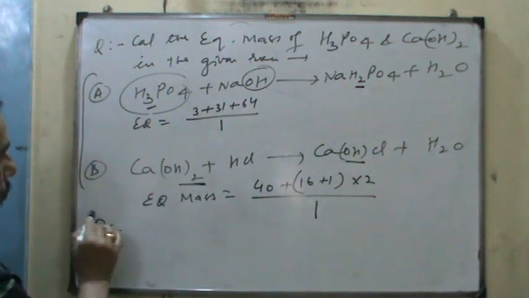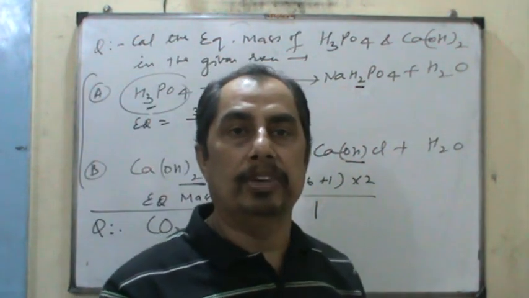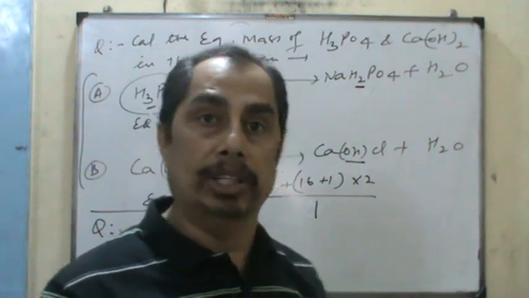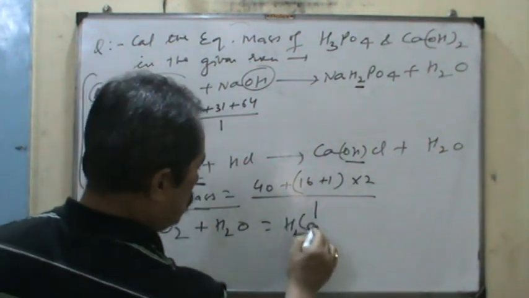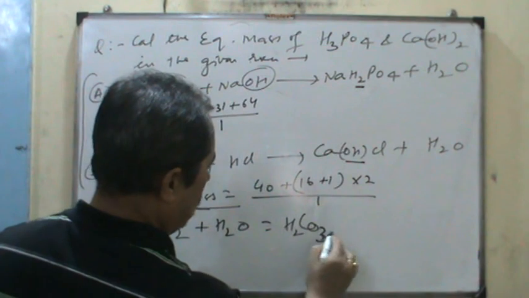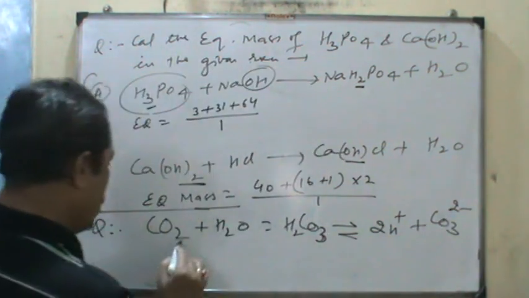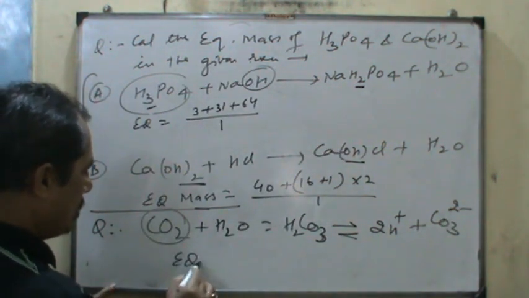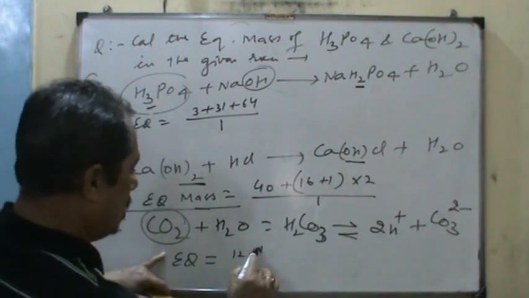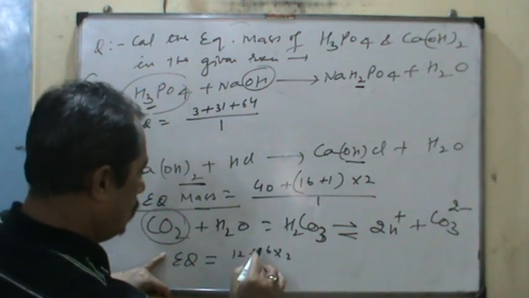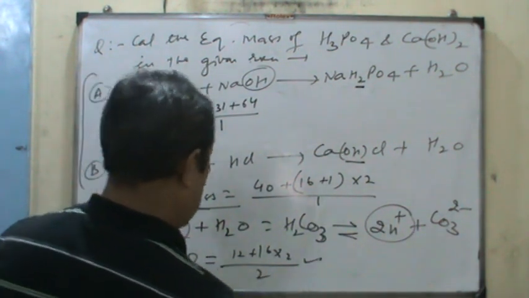Similarly, if a question is given like calculate the equivalent mass of carbon dioxide, we can't calculate it unless we add the water molecule. Whenever CO2 dissolves in water, it forms H2CO3, which furnishes 2H positive plus carbonate 2 negative. So the equivalent mass of carbon dioxide is (12 plus 16 into 2) divided by how many H are furnished when dissolved in water, which is 2.